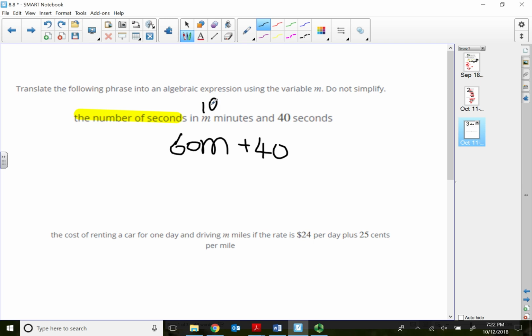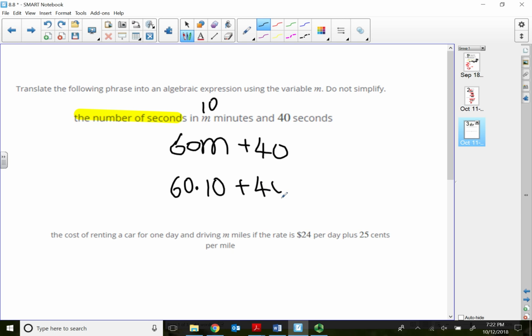So let's say I got 10 minutes and 40 seconds, and I need to write my number in seconds. Well, what would be the first thing you do with the 10 minutes? Let's pretend m is 10. The first thing you will do is take that 10 minutes and convert it into seconds, which you will multiply by 60. So once you turn the 10 minutes into seconds, then you're going to add another 40 seconds.